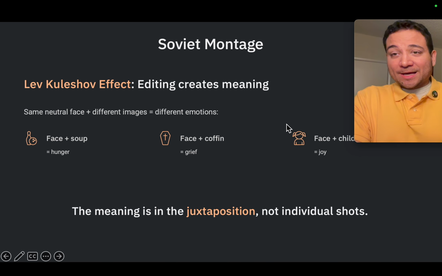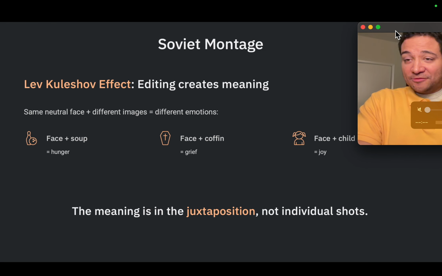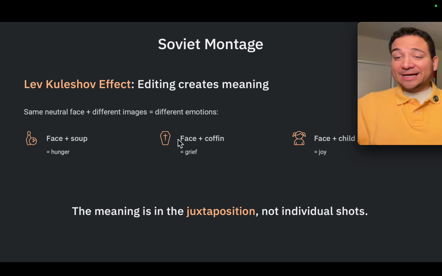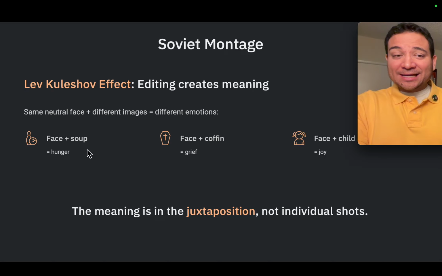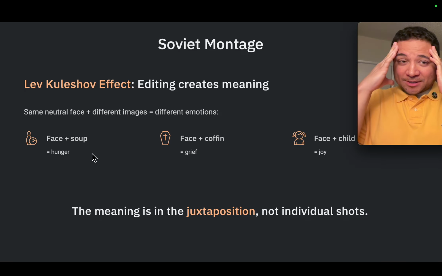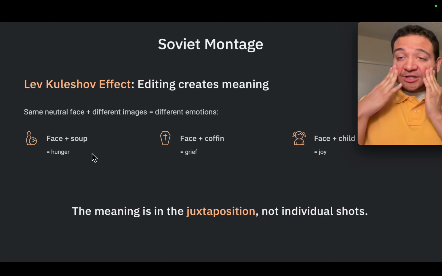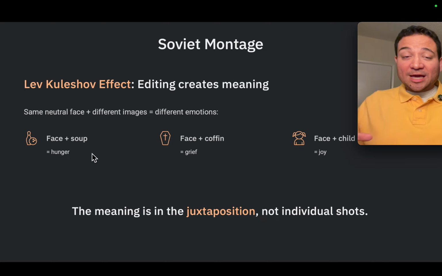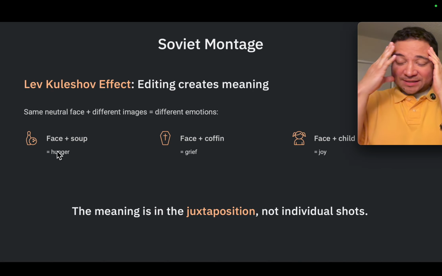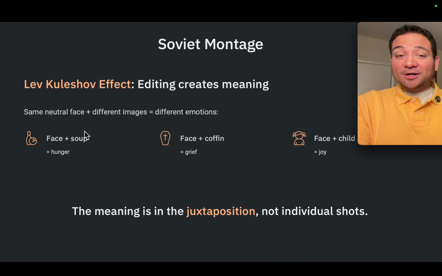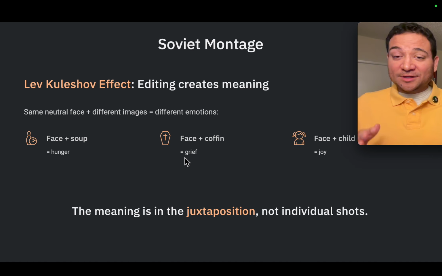So the Soviet filmmaker Lev Kuleshov is credited with this method called Soviet montage, which is still employed in films today. That is when you pair gestures on the face with a particular object. For example, in films, when we see a face and soup, maybe that can indicate hunger, or a face and a coffin, grief, or a face and a child, joy.